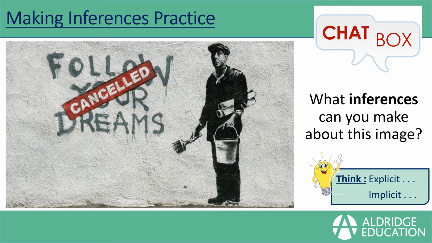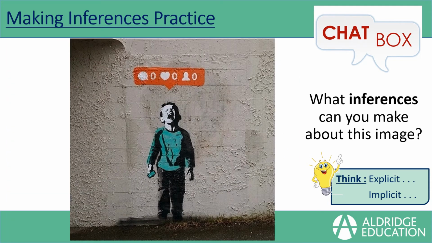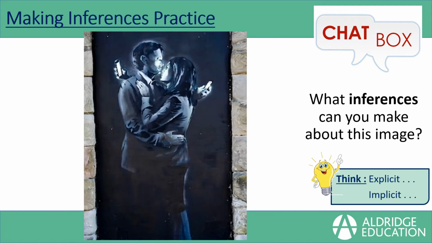Let's have a look at some images and let's respond to them in the chat box. What inferences can you make about this image? Not what you're actually seeing, what's the inference? Follow your dreams, sign over it, cancelled. What about this one? A rather famous intellectual drinking a bottle of Jameson whiskey with the phrase 'just Google it'. What inferences can we make about that? What about this one? This little boy crying because he hasn't got any likes on his post and he's got a phone in his hand. And this one, this rather romantic image of a couple, but they're both looking at their mobile phones. What inferences can you make about this image?